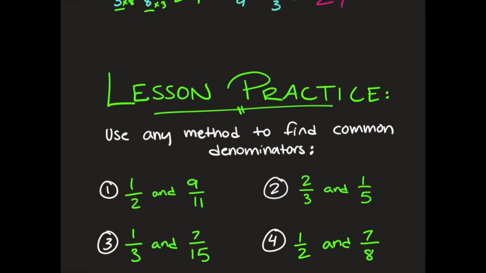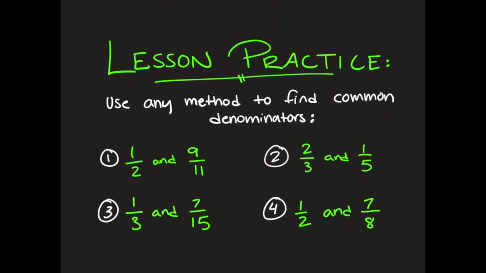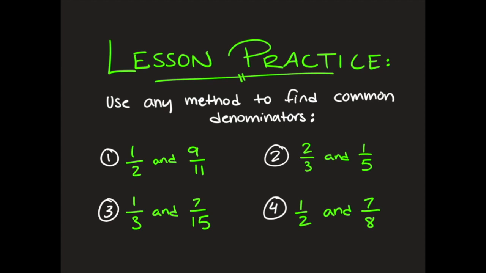So here's your lesson practice. You are going to use any method that you want, using factors and multiples, equivalent fractions, quick common denominators, to find the common denominator between 1/2 and 9/11, 2/3 and 1/5, 1/3 and 7/15, and 1/2 and 7/8.